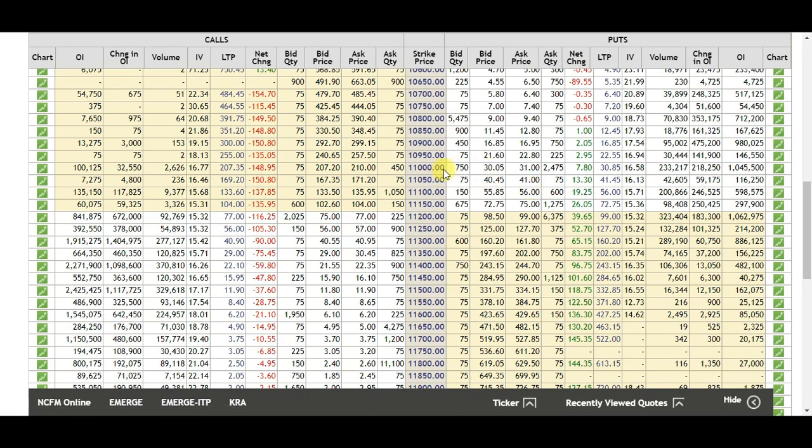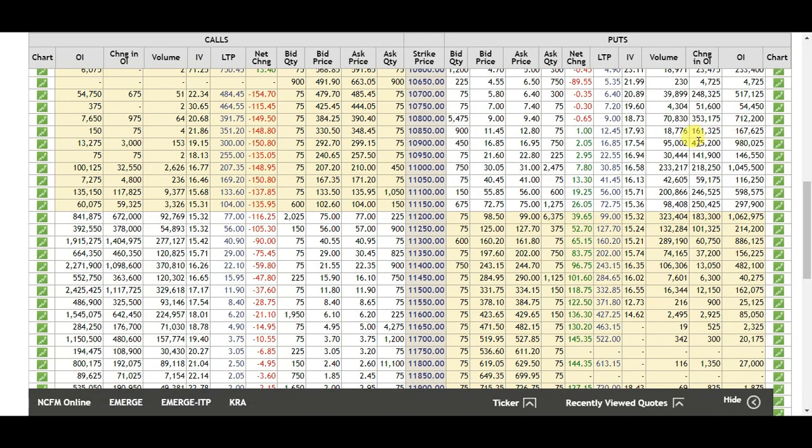Now, if we see further down at strike price 11,000, we can see the change in open interest is almost 2.1 lakh contracts, and the cumulative open interest is 10 lakh contracts. Again, the net change is plus 7.8 over here. Now, the highest change in open interest is at strike price 10,900.